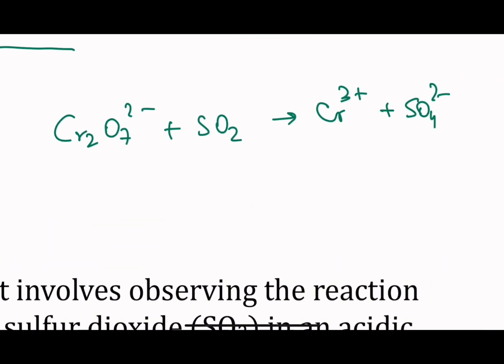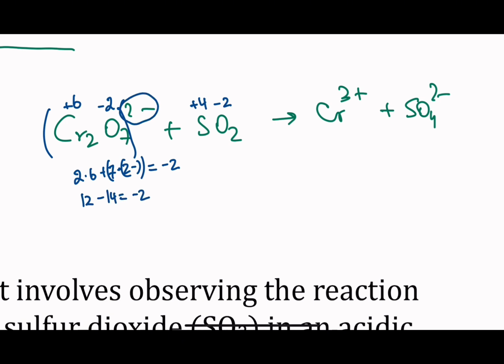Now in here we need to first of all find what is the charge of each component here. I know that oxygen is -2, so sulfur is +4 in here, and inside this is a polyatomic ion, right? So oxygen is -2, so this would be +6, because 2 times 6 minus 7 times -2 gives you -2, meaning 12 minus 14 gives you -2. That's how we got this -2 in here.